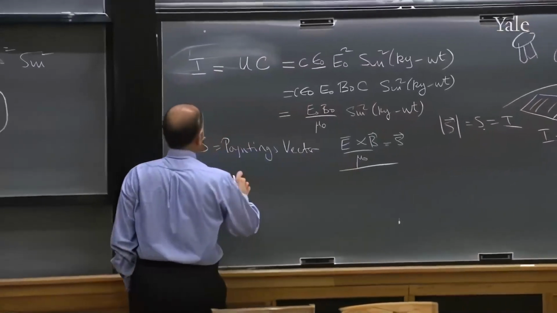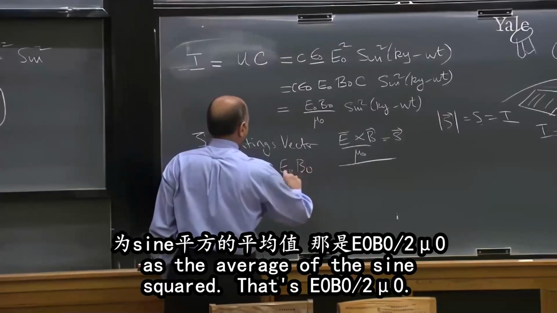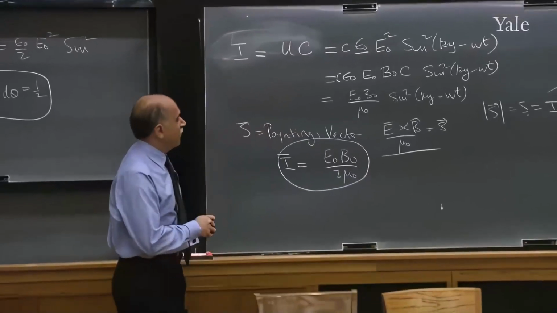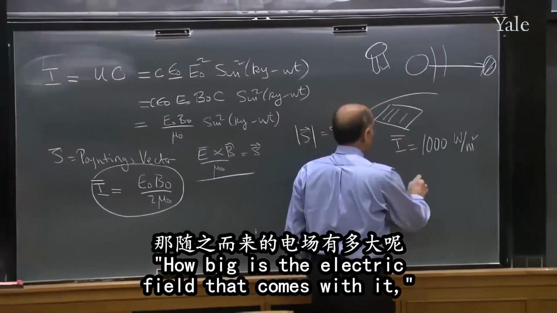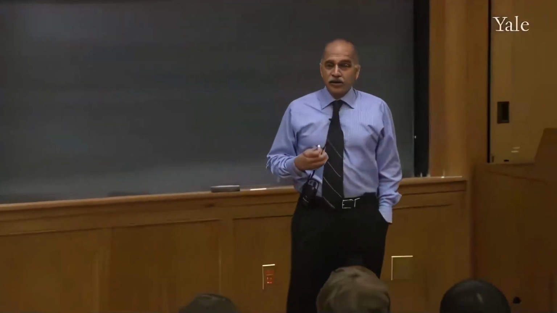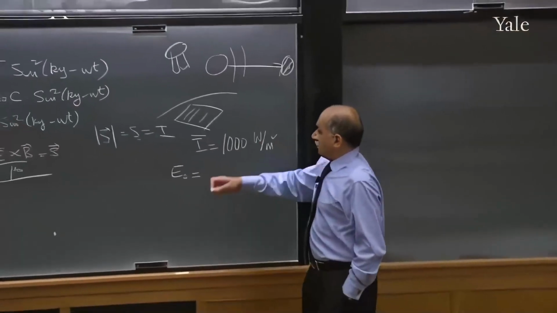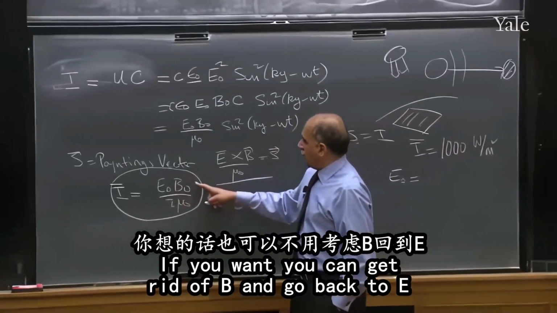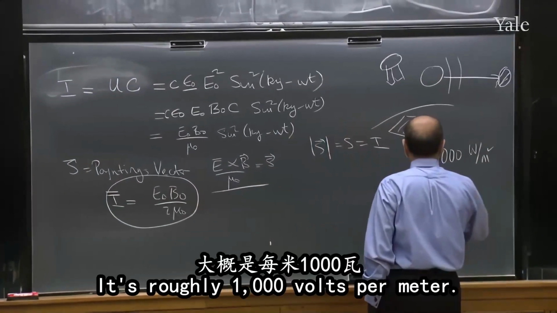This is oscillating rapidly with time, so let's define an average intensity as the average of the sine square. That's E0 B0 over 2 mu 0. So all these averages are simply half, anything involving sine square. Now, I'm not going to worry about the half, but if you took this to be the average intensity, you can ask, how big is the electric field that comes with it? Because that light is just electric and magnetic field. That's all light is. So the sunlight is electromagnetic waves, and I'm asking, how big is the E vector? And all you have to do is stick that into this number. If you want, you can get rid of B, go back to E, because E is just B times c. You'll find a pretty surprising amount. It's roughly 1,000 volts per meter.